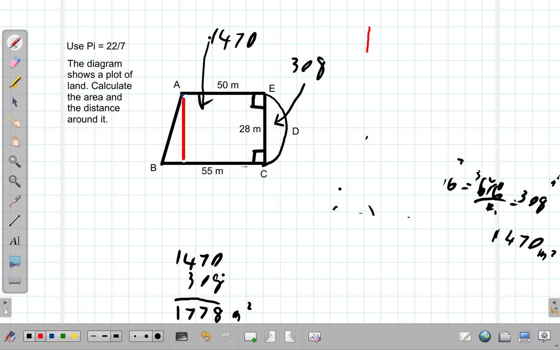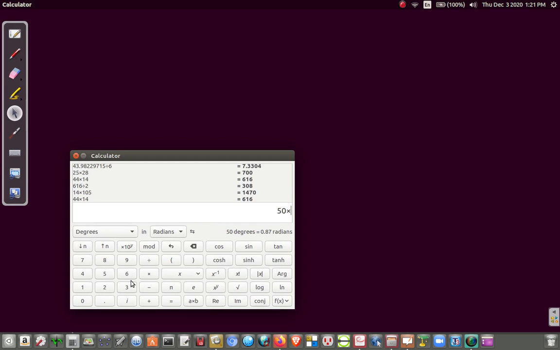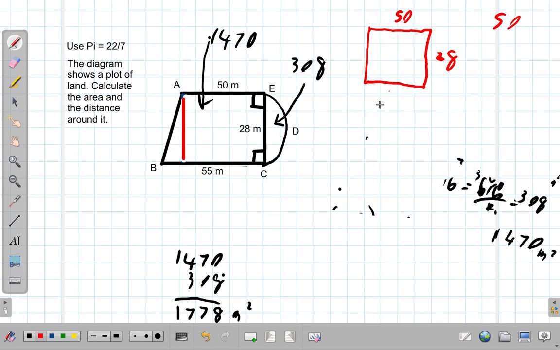What we would have is a rectangle. Draw it a little better. What we would have is a rectangle with 50 by 28. So if we multiply 50 by 28, we would get 1400. So the area of the rectangle would be 1400 meters square. 50 by 28, you see, 50 wide, 28 high.